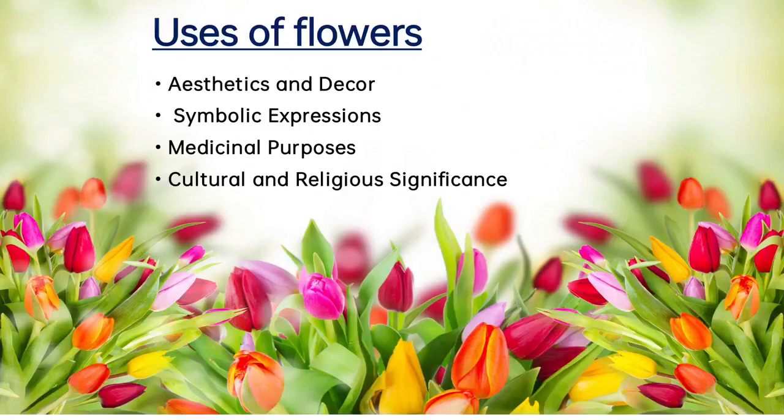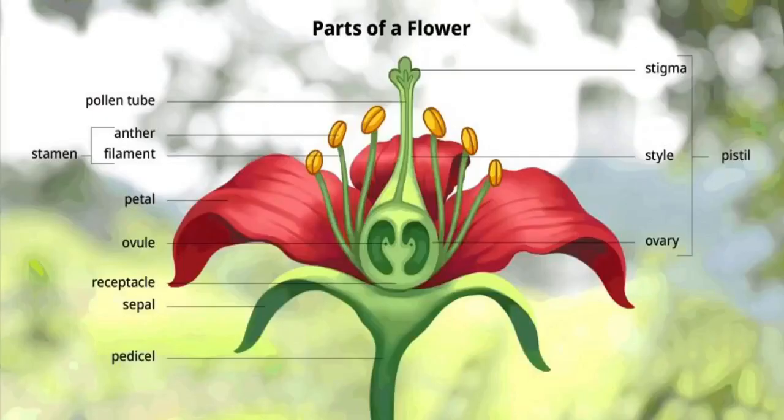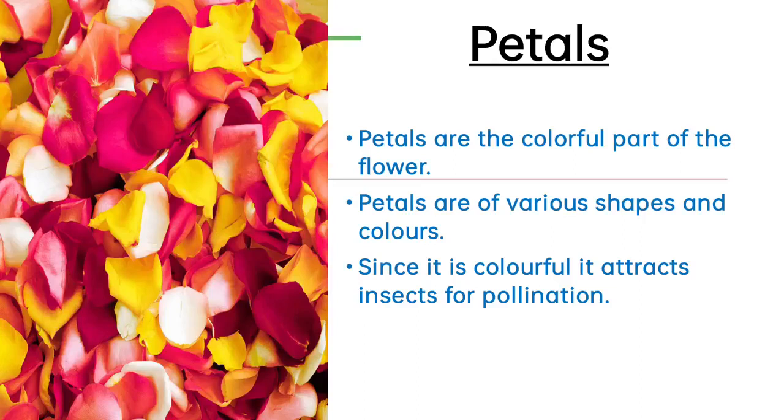Let us move ahead. So, before moving to the chapter, let us first take an overview of the different parts of flower which we are going to cover in the lesson today. So, we will study about the sepals, the petals, the pistil, and the stamen. So, students, the first part of the flower which we are going to cover right now is the petals.